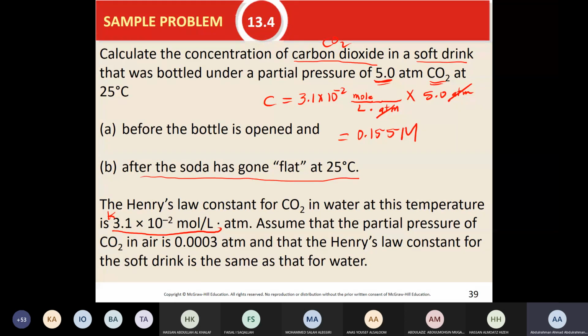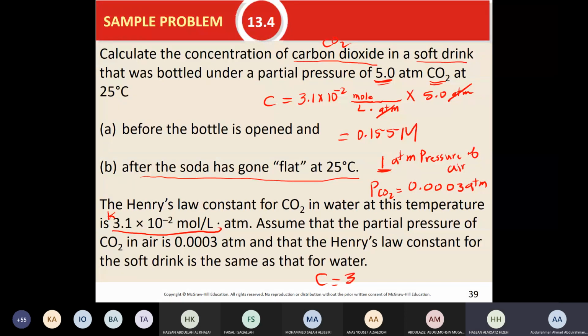Now, when you open the bottle in the air outside, what's the pressure? 1 atmosphere is the pressure of air. But there is very, very little CO2 in the air. This is the total pressure of oxygen, nitrogen and the rest. The pressure of CO2 is actually only 0.0003 atmosphere, because we want the partial pressure of CO2 only.